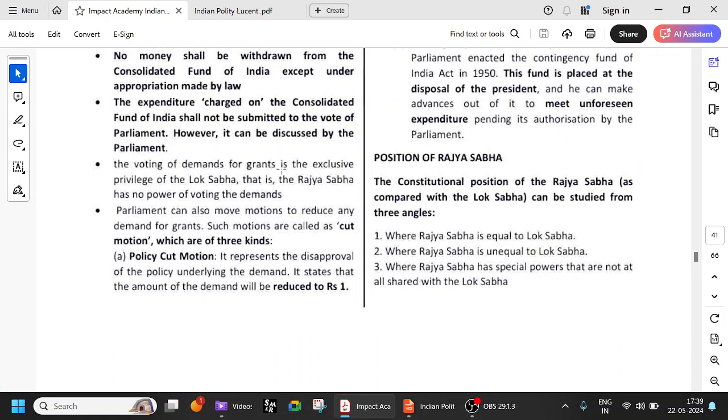The voting of demands for grants is the exclusive privilege of the Lok Sabha, that is, Rajya Sabha has no power. Okay, we've already seen, right? Rajya Sabha does not have power in this sense. The voting for demand for grants is exclusively for Lok Sabha.